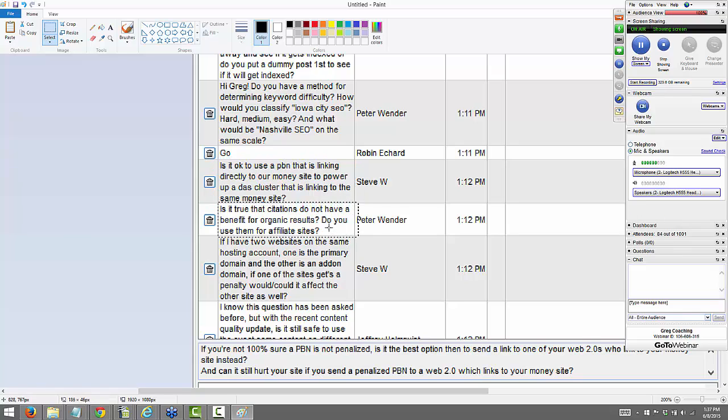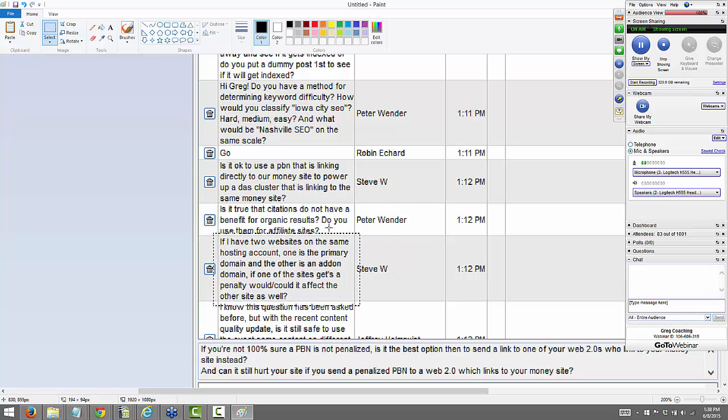Alright, is it true that citations do not have a benefit for organic results? Do you use them for affiliate sites? They do have a benefit for organic results. I've tested it specifically. I've even tested it for sites that are not in Google Business. They're not registered at all, but I've still sent them citations with a fake address, and it's moved them up in organic. So 100% they benefit organic. I've never used them for affiliate sites, though, although I'm pretty sure it can be done.